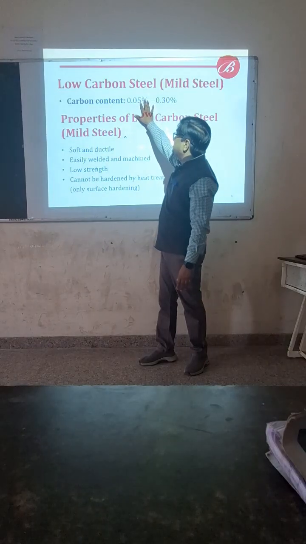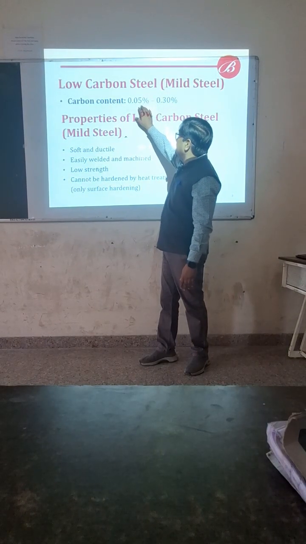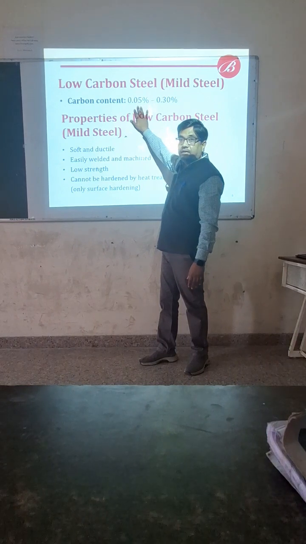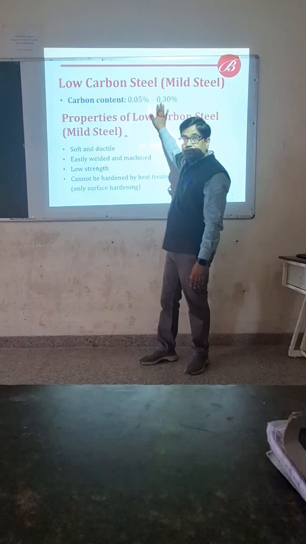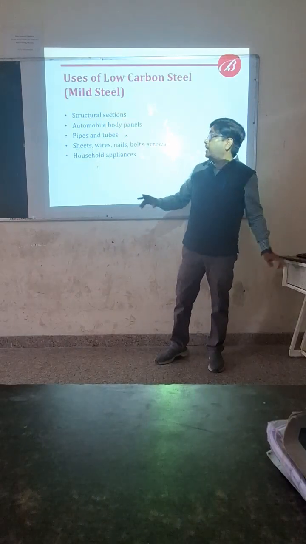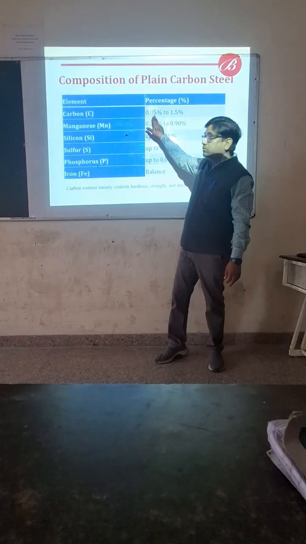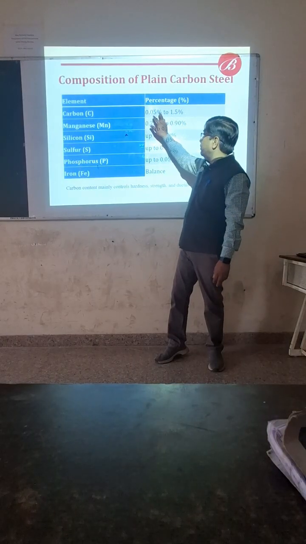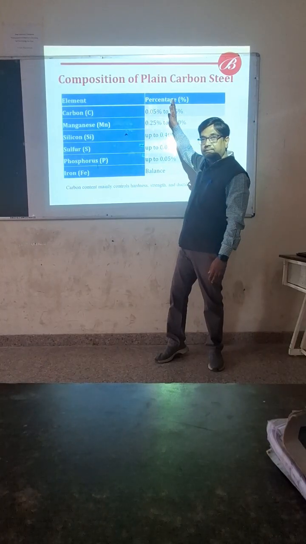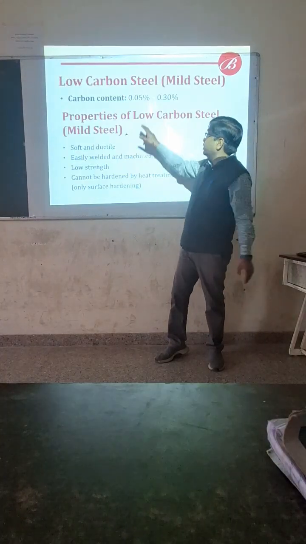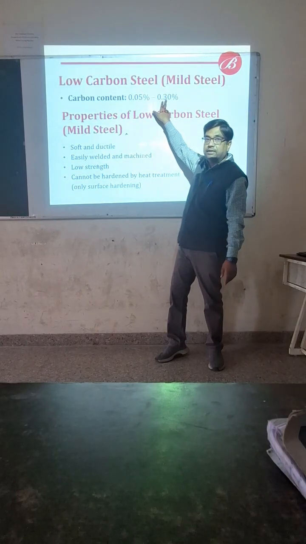The first category is low carbon steel, where the carbon content varies from 0.05% to 0.3%. Overall, in plain carbon steel the carbon percentage is 0.05 to 1.5%, and this range is divided into three categories. The first category is low carbon steel, where the carbon percentage is up to 0.3%.